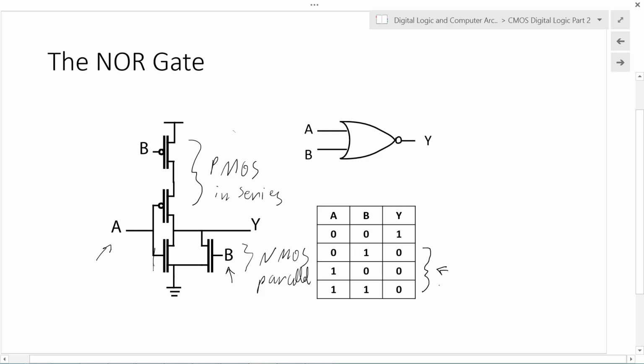The PMOS network is in series, so if both A and B are equal to 0, then we get a connection from logic 1 to Y. That gives us our single entry here. So the NOR gate, Y equals A or B, inverted. So A is equal to 1 or B is equal to 1 or both, inverted.